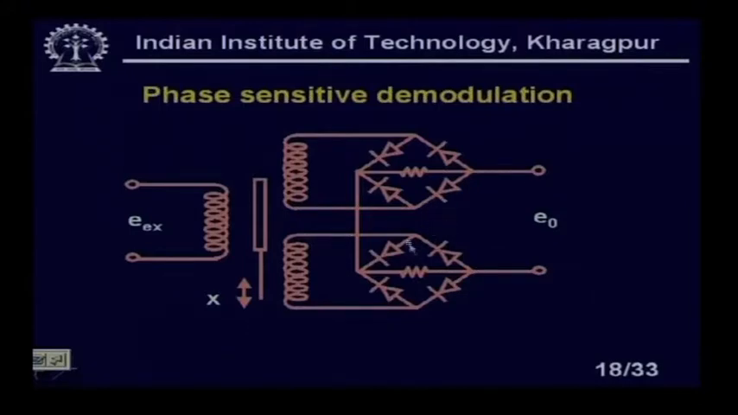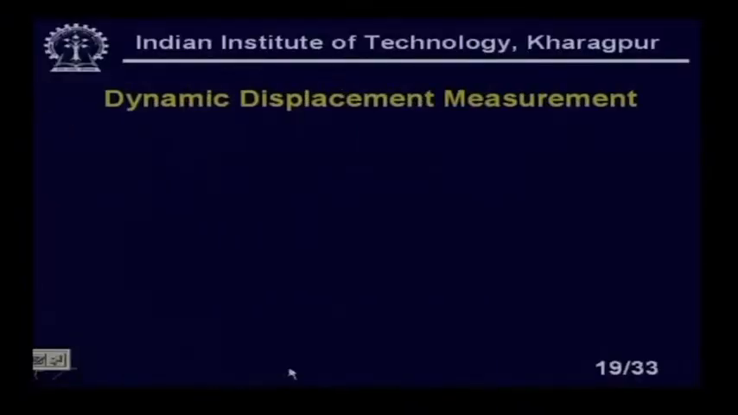If I make this algebraic sum, then what will happen? You will find that the polarity of the output voltage will depend on the position of the core, that means whether the core is above null or below null, right. If it is above null, it will be positive, if we assume positive. If the core is below null, it will be negative, right. So, this is the phase sensitive demodulation circuit.